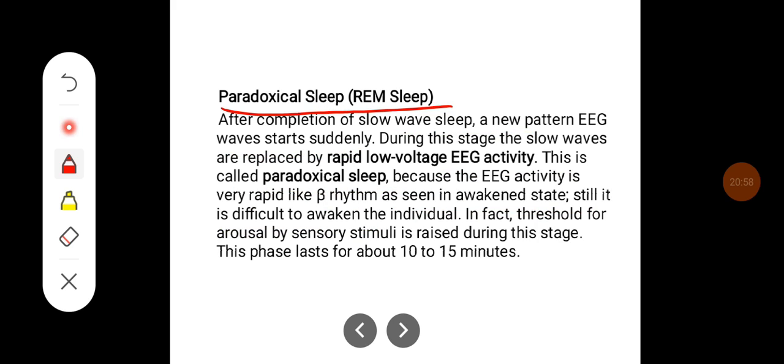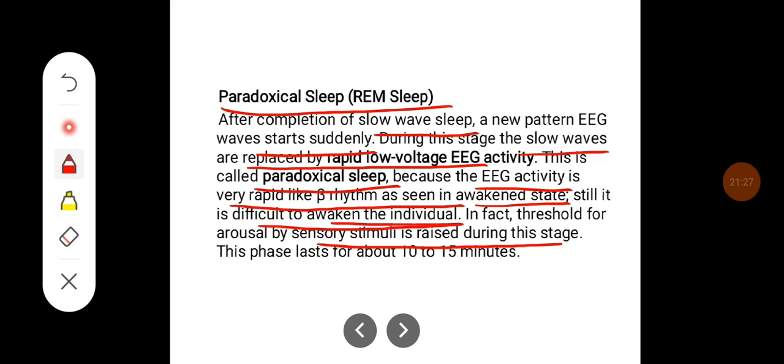Into paradoxical sleep, that is REM sleep. After completion of slow wave sleep, a new pattern of EEG waves starts suddenly. During this stage, slow waves are replaced by rapid low voltage EEG frequency. This is called as paradoxical sleep, because the EEG activity is very rapid, like beta rhythm, as seen in awakened state. Still, it is difficult to awaken the individual. In fact, threshold for arousal by sensory stimuli is raised during this stage. So this phase lasts for about 10 to 15 minutes.